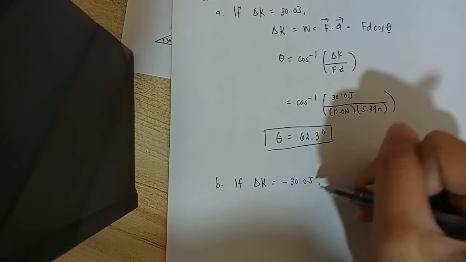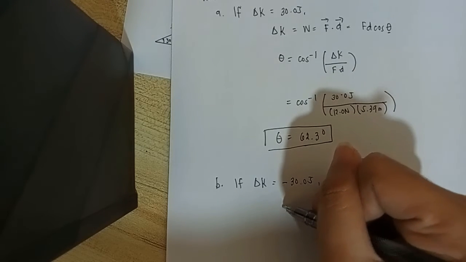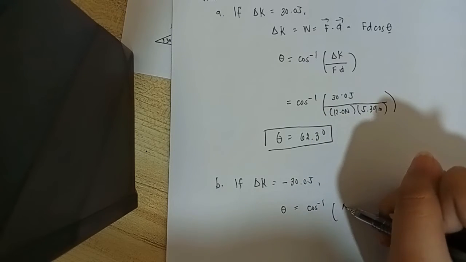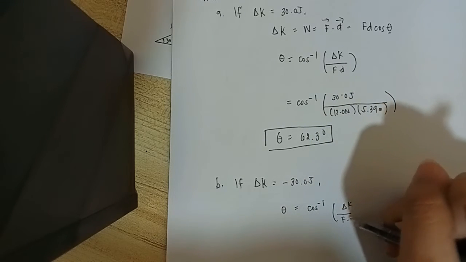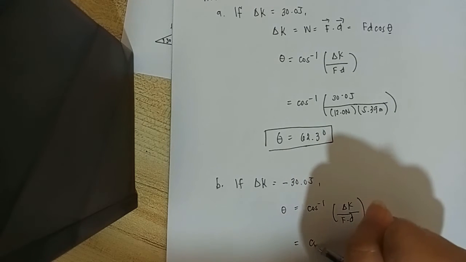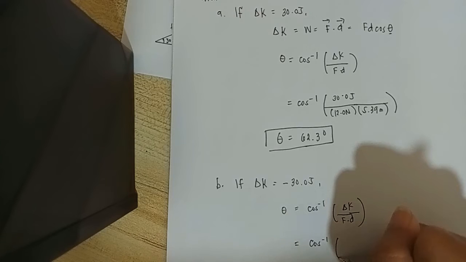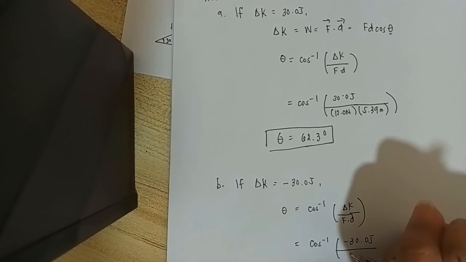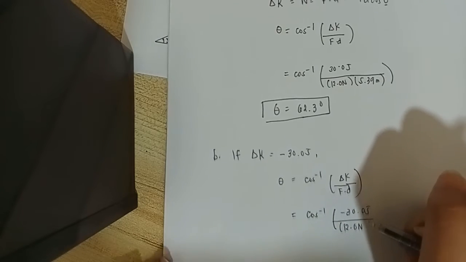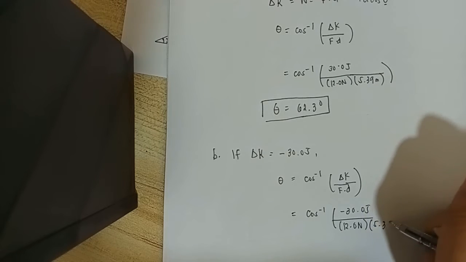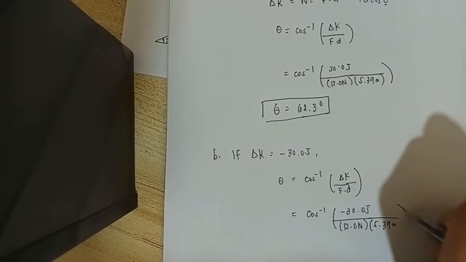So if our kinetic energy is negative 30 joules, we will repeat the same process. It will be cos negative 1. Our kinetic energy there will be equal to negative 30 joules. So arc cos of negative 30 joules over 12 Newton multiplied by 5.39 meter.